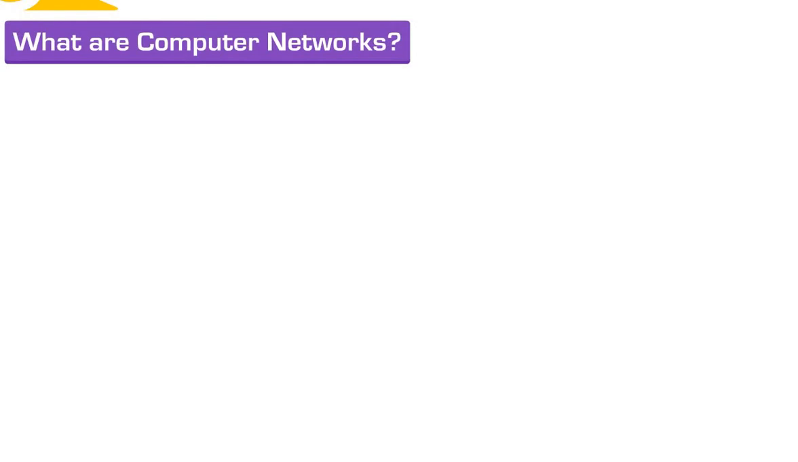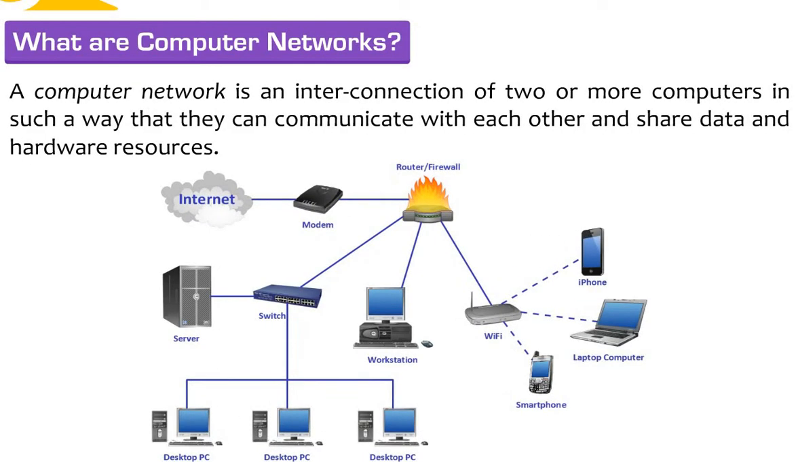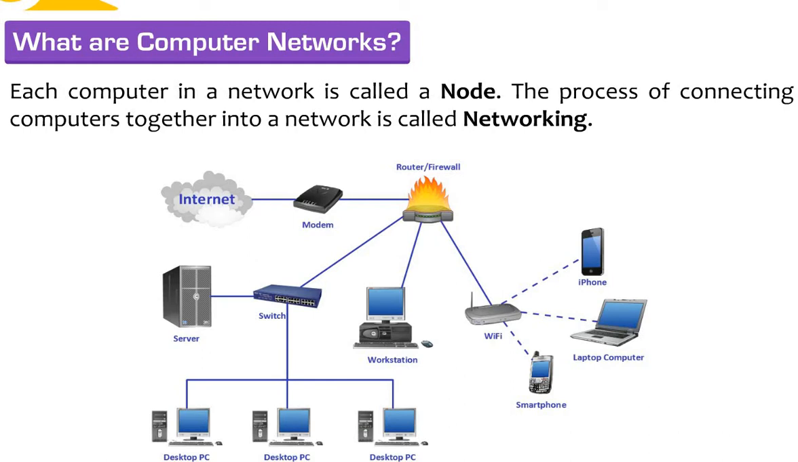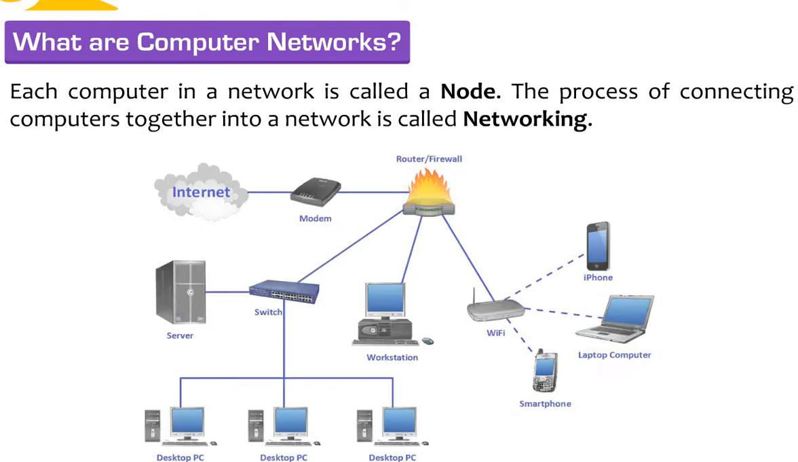What are computer networks? A computer network is an interconnection of two or more computers in such a way that they can communicate with each other and share data and hardware resources. Each computer in a network is called a node. The process of connecting computers together into a network is called networking.